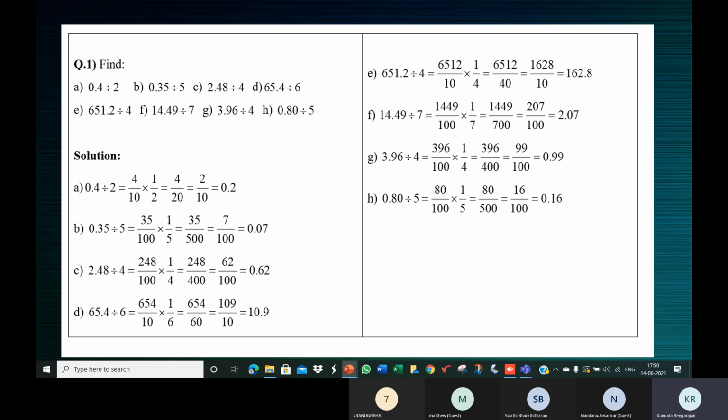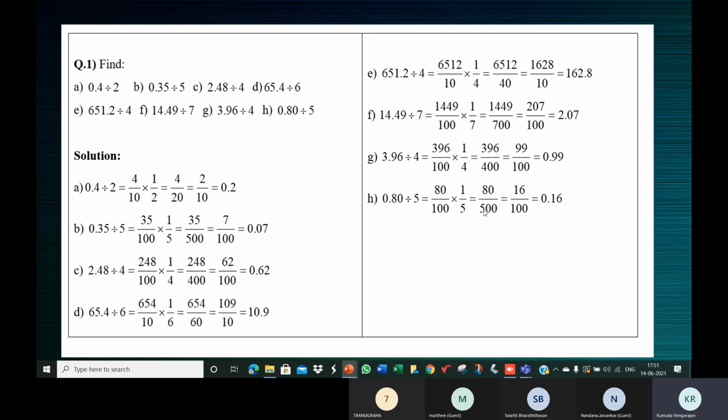So in short, the procedure is like this. Explaining in general, convert the decimal to a fraction. That's the first step. Then since it's division, we need to multiply by the reciprocal of the second number. Division becomes multiplication. The reciprocal of the second number is this one, 1 by 5. After doing this, multiply the numerators, multiply the denominators. And after this, we simplify.